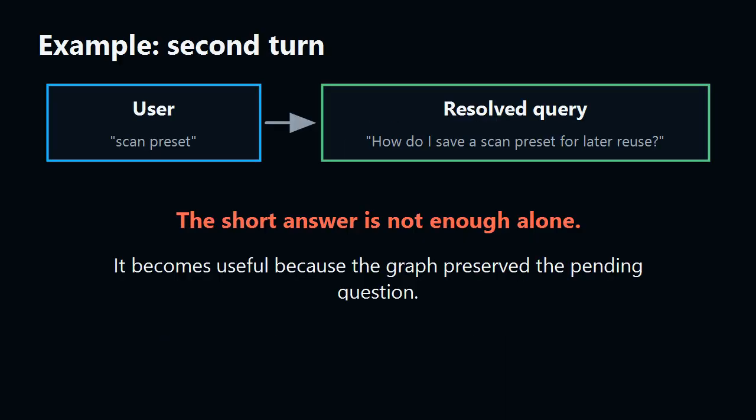On the next turn, the user says, "Scan preset." That phrase is not a complete manual search query by itself. But combined with the pending question, the graph can resolve it into, "How do I save a scan preset for later reuse?"